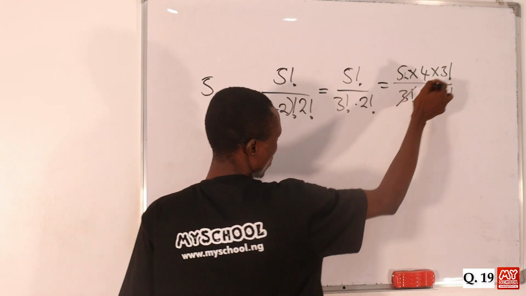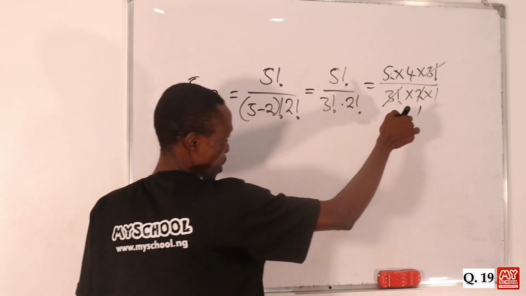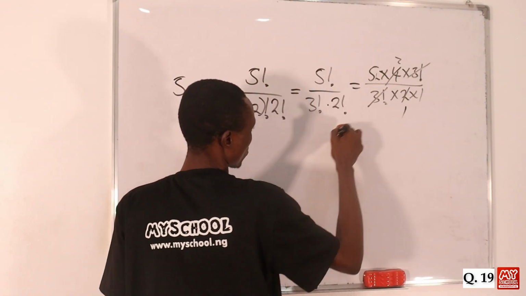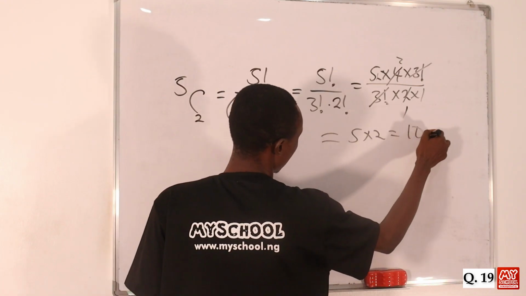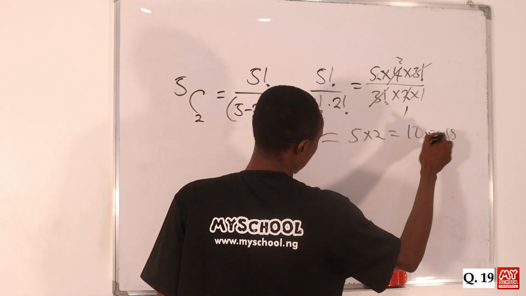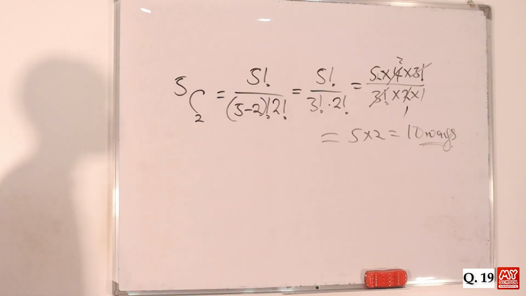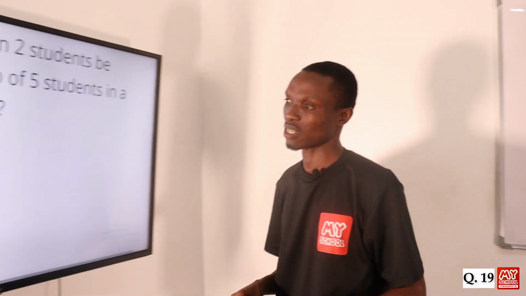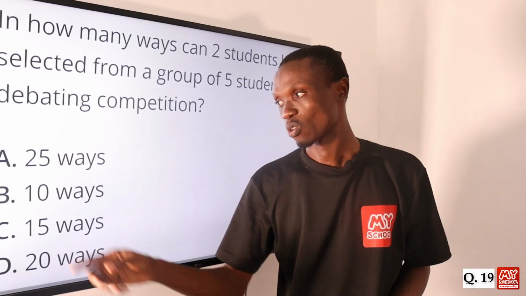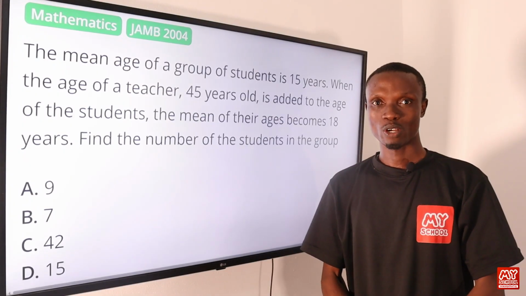So 3 factorial will cancel out 3 factorial, then 2 here is 1, and 2 here is 2, so that we have 5 times 2, which is equal to 10 ways. So 2 students can be selected from a group of 5 students in 10 ways. Let's return to the screen to pick the correct answer, and that is option B, 10 ways.